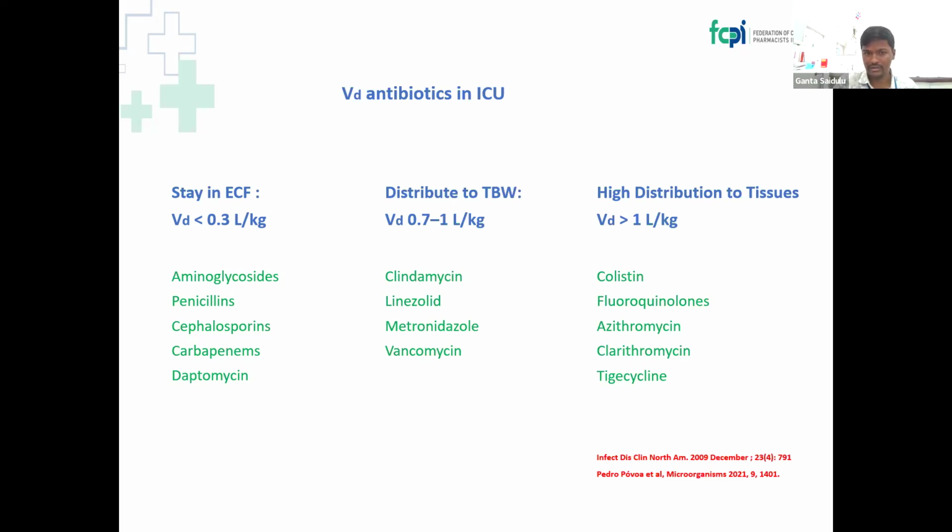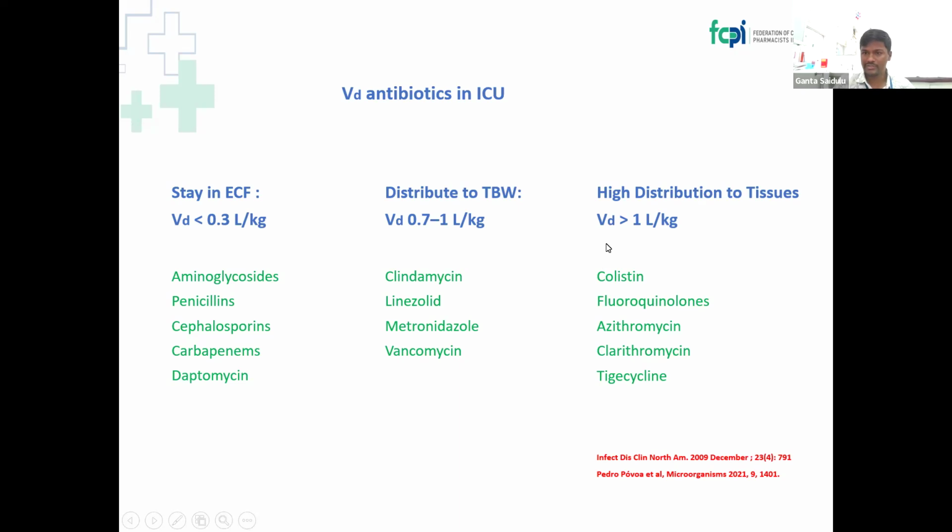We're going to discuss in detail. And for others, if the volume of distribution is more than 0.3, like 0.7 to 1 liter per kg, they can distribute from the extracellular fluid to the total body water, like clindamycin, linezolid, metronidazole, and vancomycin. And there are a couple of antibiotics that have a volume of distribution more than 1 liter per kg.